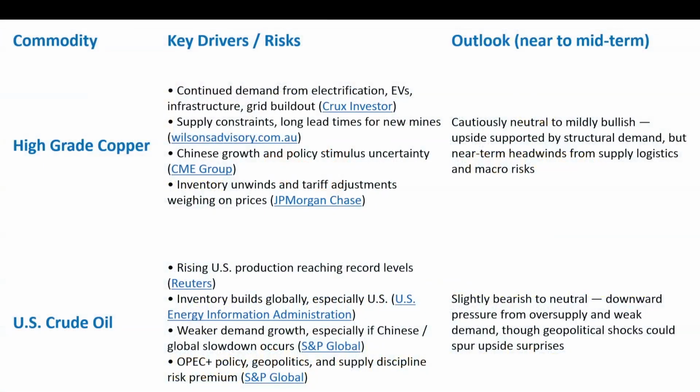In terms of the outlook, copper's structural demand tailwinds driven by clean energy, EVs and grid expansion remain intact, but supply constraints, inventory dynamics and China growth uncertainty may temper near-term gains. US crude oil, the balance is tilted toward oversupply risk with high production, inventory builds and soft demand outlooks, though geopolitical or policy events could inject volatility and occasional upside.